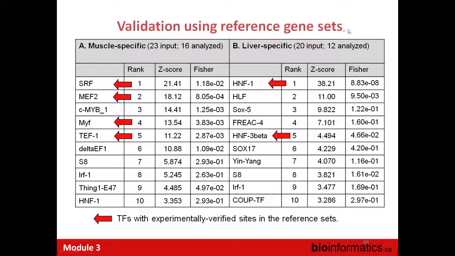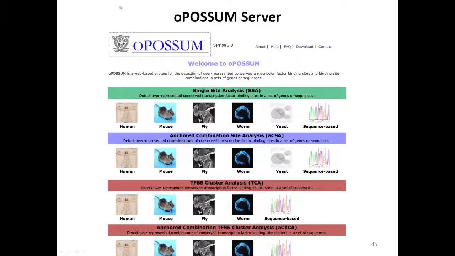They did something very similar with liver. So the oPOSSUM server, there's not a direct link from that wiki page, but this is what it will look like, and you can do all sorts of different analyses, either by looking in a set of genes or by looking for combinations of transcription factors, which I think goes to your question earlier. You can find whether there are particular sets of pairs or triplets of transcription factors that occur together.